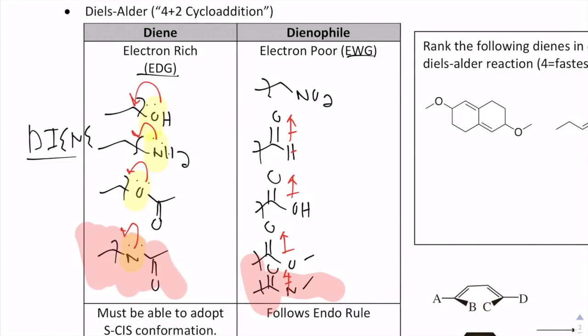All right. So the next thing about dienes and dienophiles is that the diene must be able to adopt something called the S-cis conformation. All that means is that the S stands for sigma bond, and cis, we learned that all the time before, just means on the same face. So basically, if I had a diene that was trans, something like that, this is the S-trans conformation.